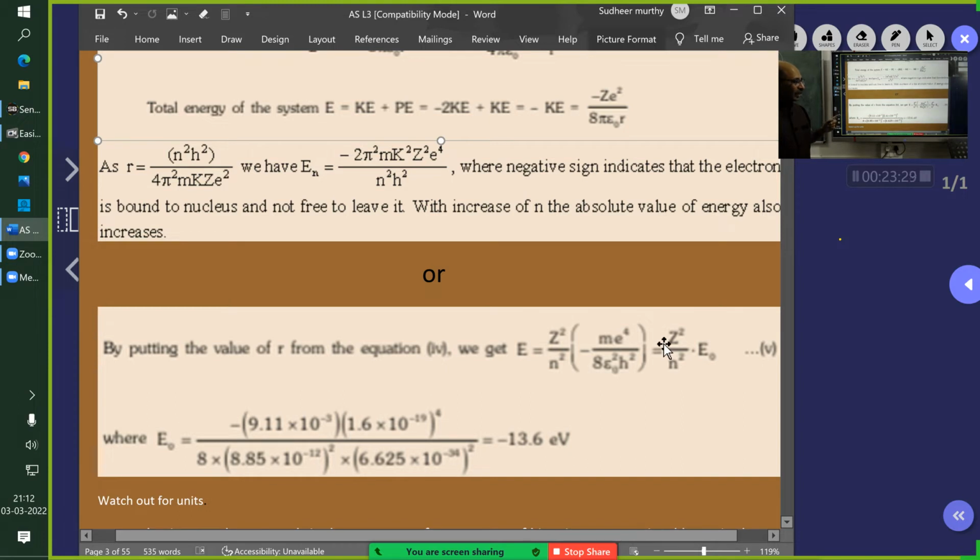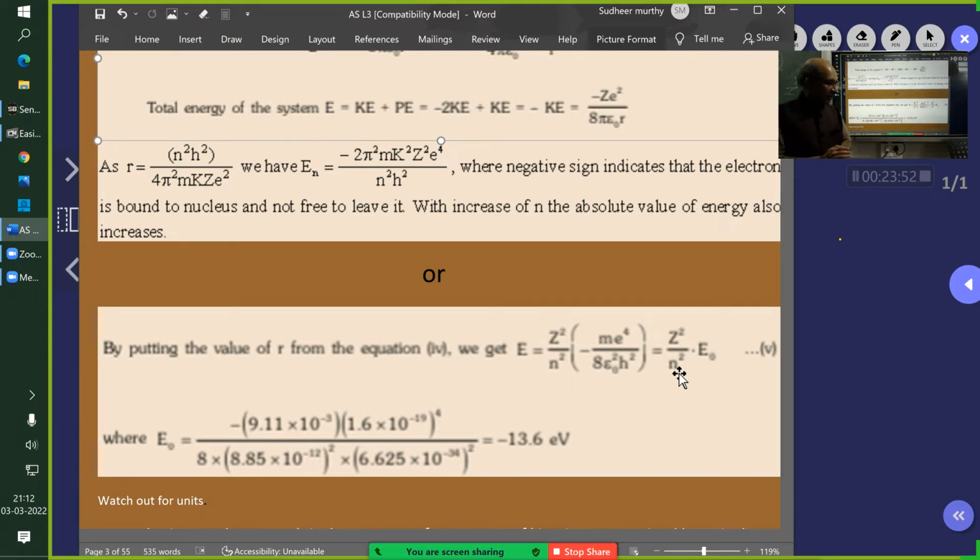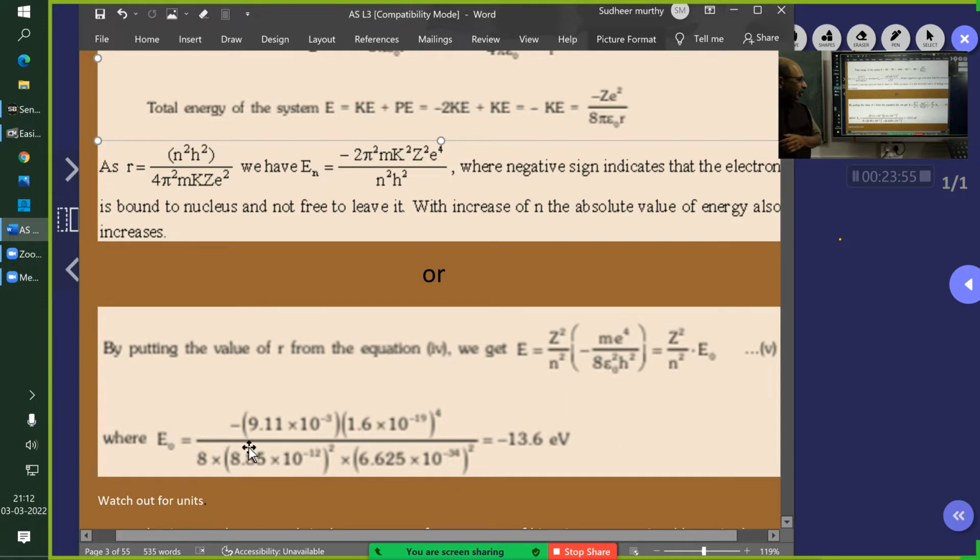Here you have to notice what we derived. Velocity was proportional to Z by n. Radius was proportional to n square by Z. And energy is proportional to Z square by n square. These abstractions are very handy when it comes to solving questions quickly in the examinations. And this value is also most important: the value of E naught, the total energy possessed by the electron in its ground state, will be minus 13.6 electron volt.